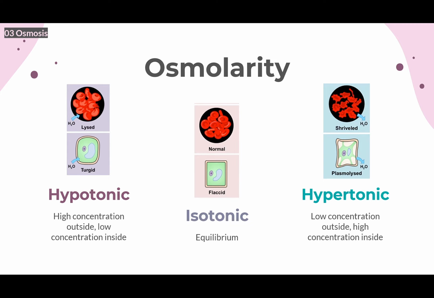Then we have the kind of neutral state of cells, namely the isotonic. That means that the inside and the outside, the extracellular and the intracellular space, have an equal solute concentration, and they will remain in equilibrium, and both the animal cell is normal and the plant cell is normal or flaccid.